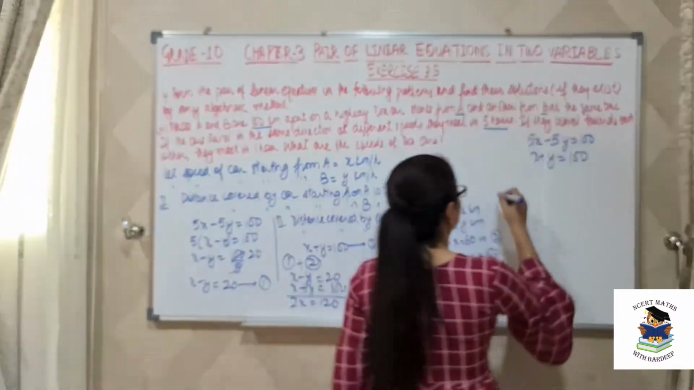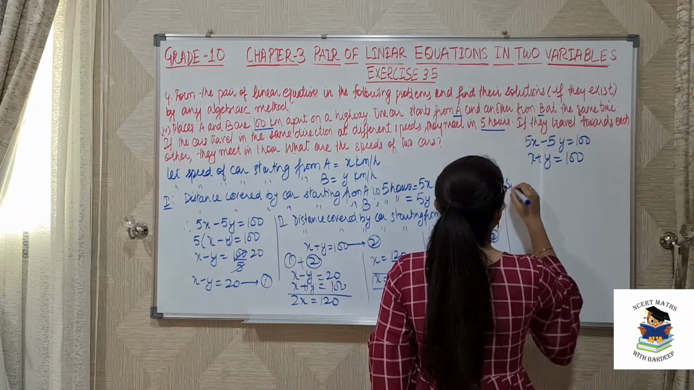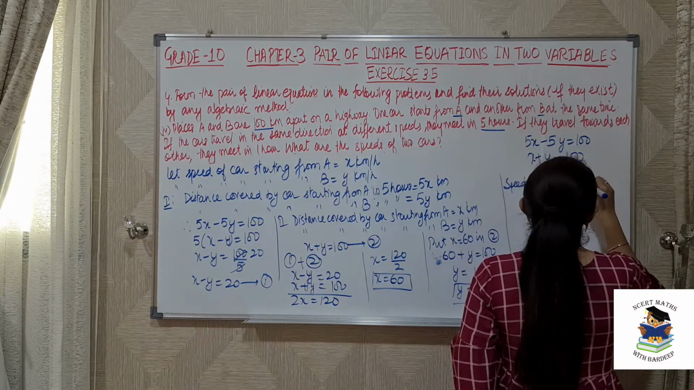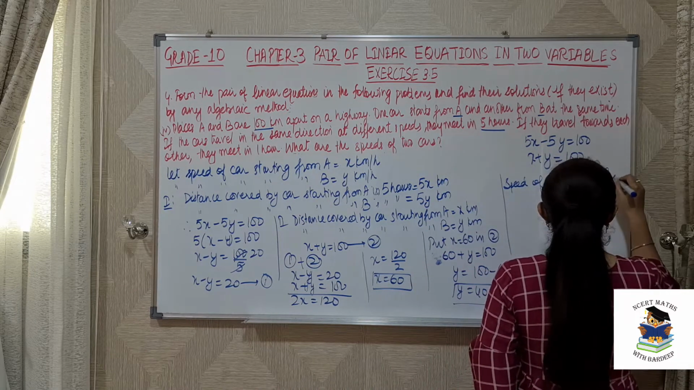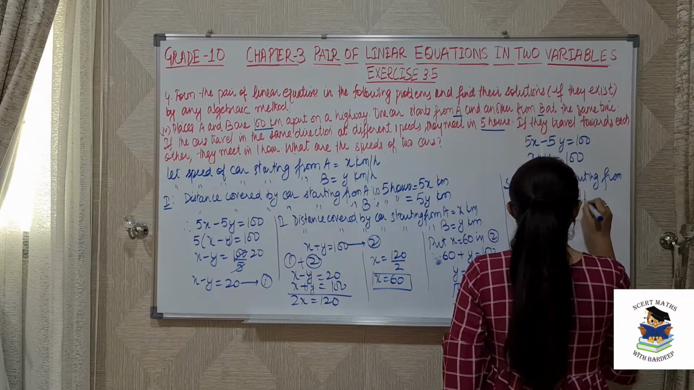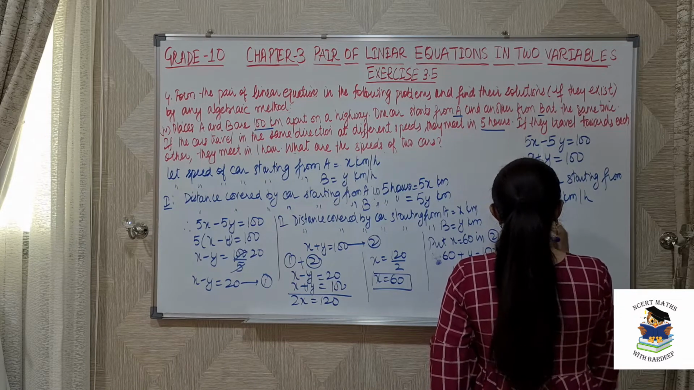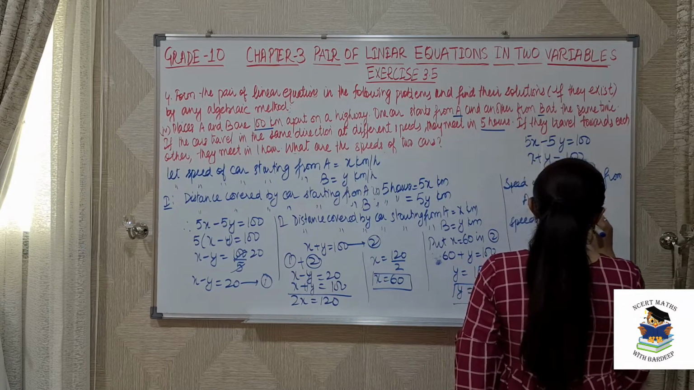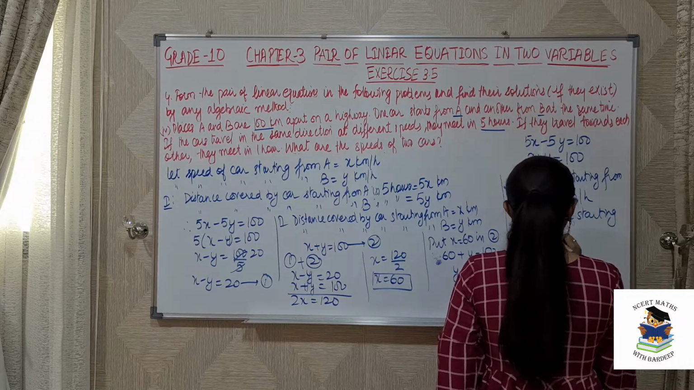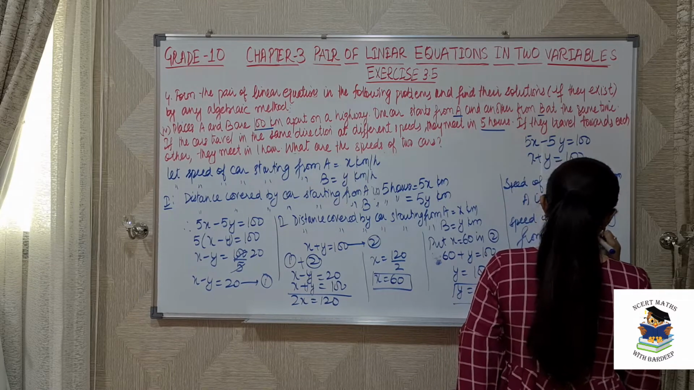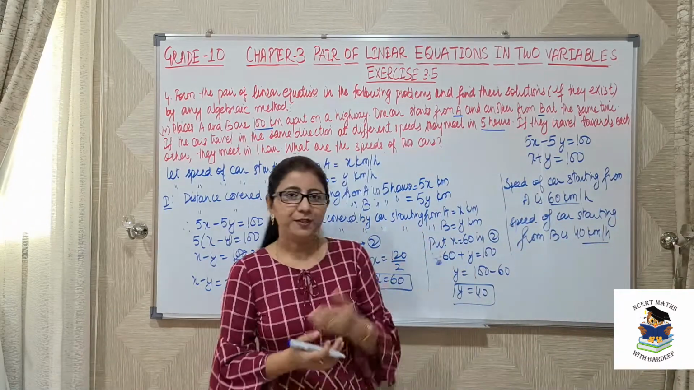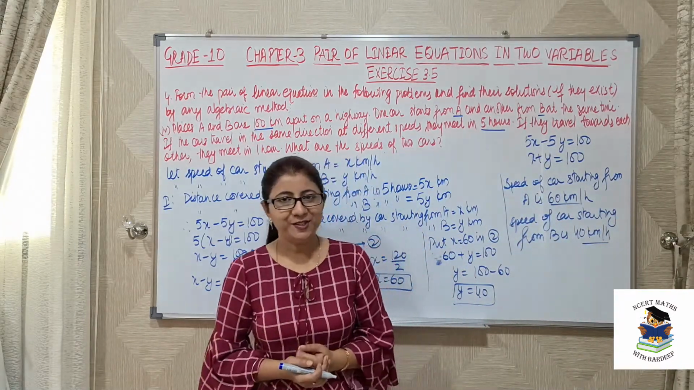So now we will write speed of car starting from A is 60 kilometers per hour and speed of car starting from B is 40 km/h. Okay, so I hope this part is clear to you. Now let's see the next one.